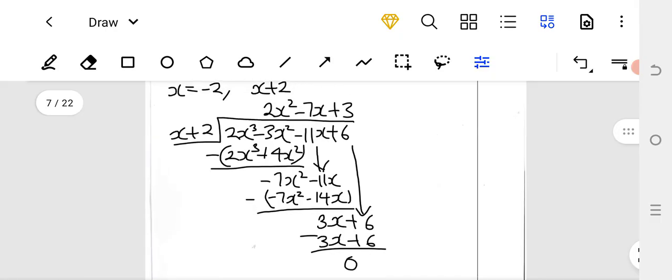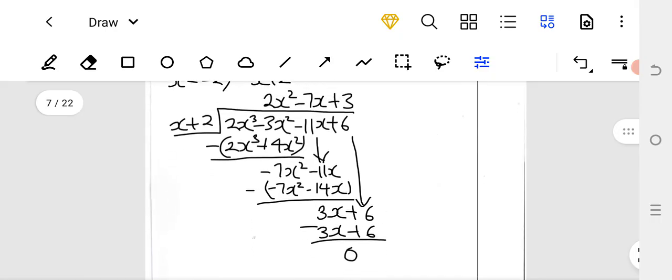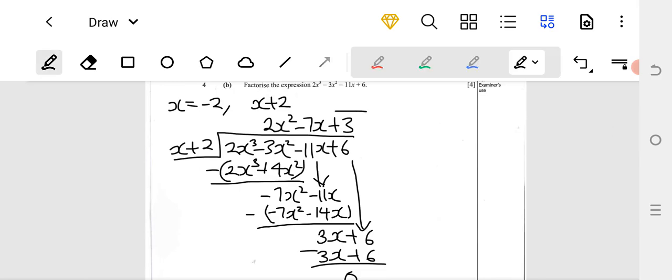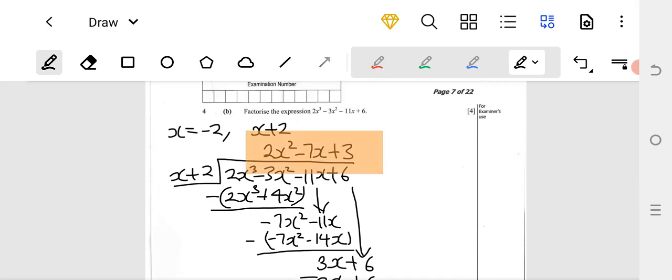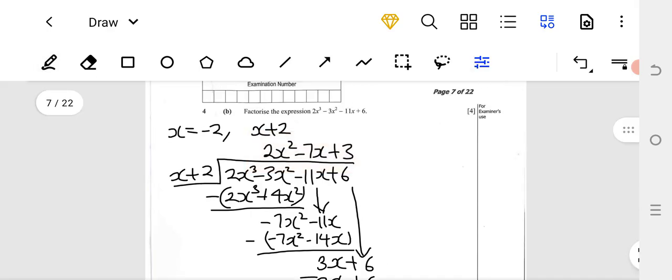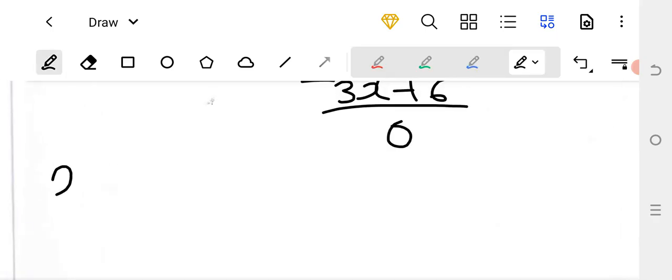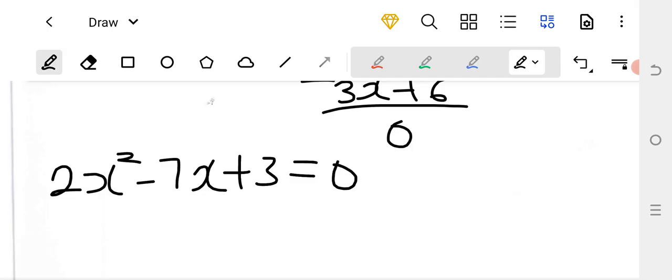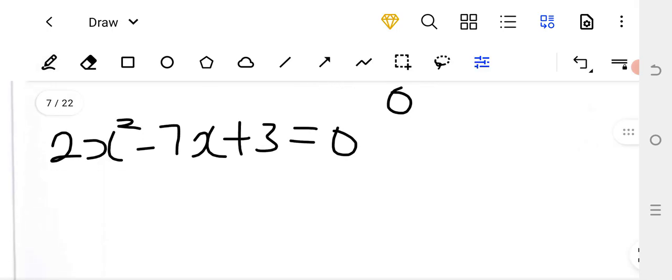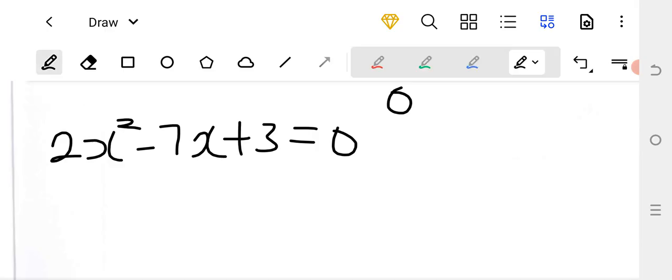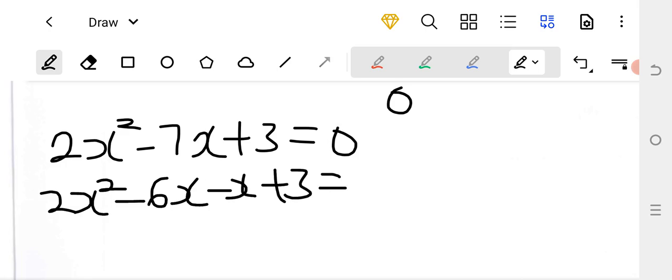So that's how your polynomial long division would look like. And then what we have done is we have actually formed a quadratic equation here, which can be solved. So 2x squared minus 7x plus 3 is equal to 0. We solve this by factorization, which two numbers when you multiply give you positive 6, when you add they give you negative 7. It is simply 2x squared minus 6x minus x plus 3 is equal to 0.